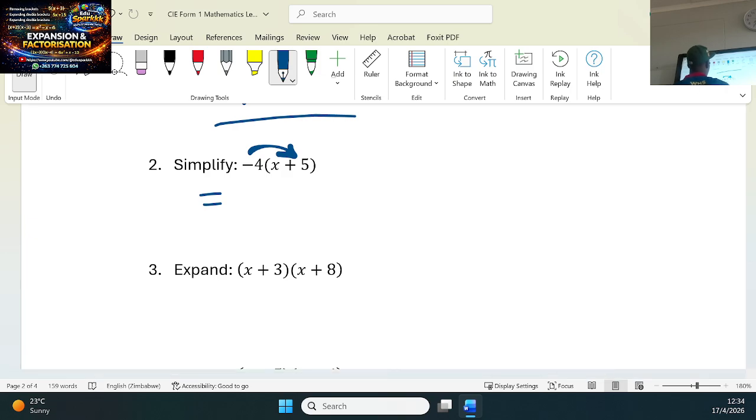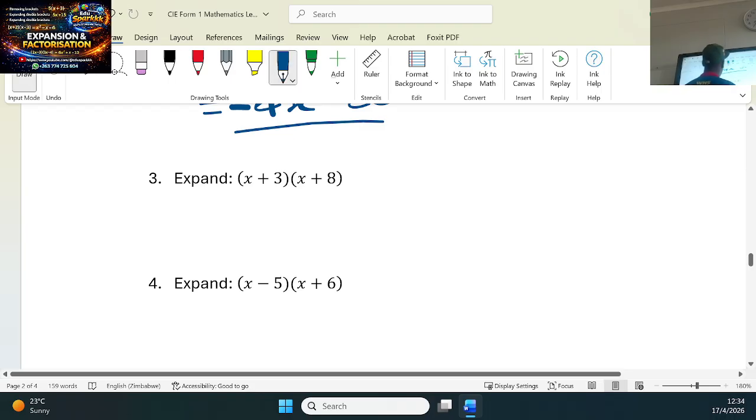So 4 times 5 plus 8. That's our solution there. Moving next, we have double brackets. Now, with double brackets, we'll do it step by step.